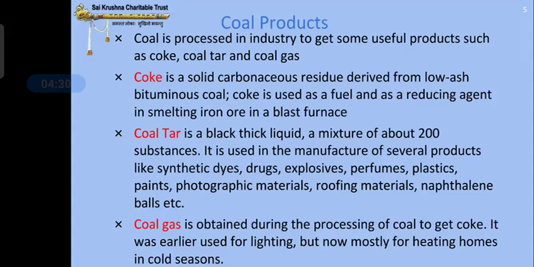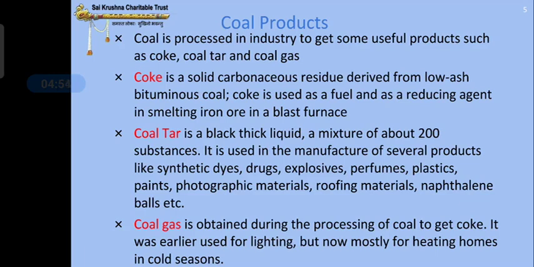So coke is a solid carbonaceous residue derived from low ash bituminous coal. You know the different types of coal, right children? You know anthracite, lignite, peat and bituminous coal, right? So this is derived from bituminous coal. The coke is derived from bituminous coal, and coke is used as a fuel and as a reducing agent in smelting iron ore in a blast furnace.